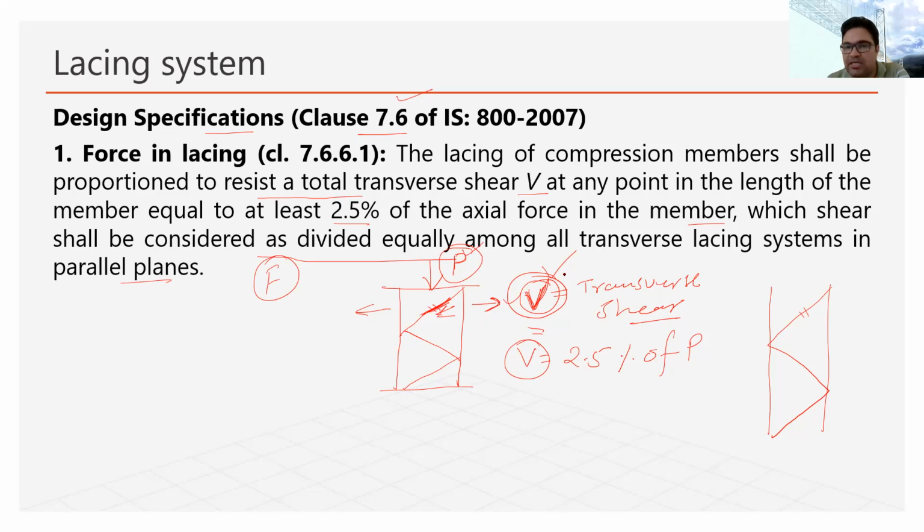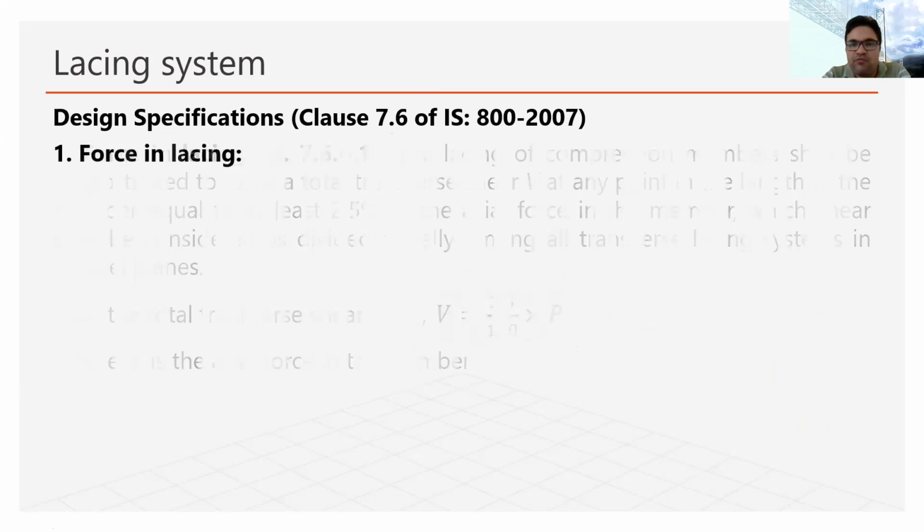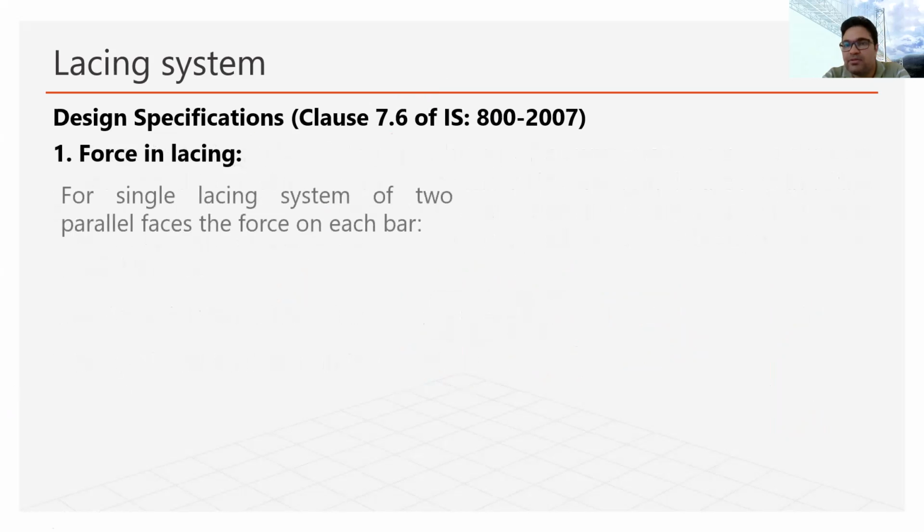I hope now it is clear to you what the V value is, and the V value is taken as 2.5%, which is mentioned here. This is what they are saying in this paragraph. I hope you understand, and we will now move forward. Therefore, the total shear force will be 2.5% of the P value, and P, as I have just discussed, is the axial load the built-up member is going to support. Now we are going to see what F is.